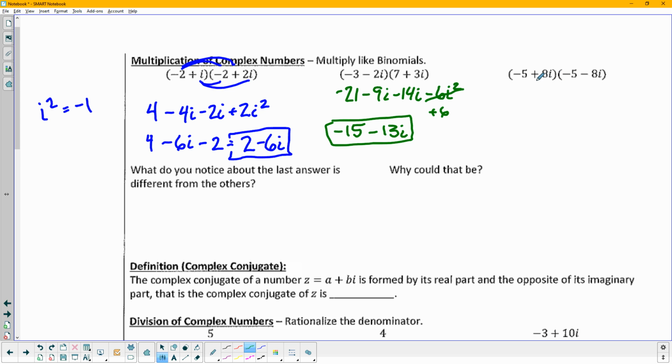Okay, let's look at this last one here. Negative 5 times negative 5 is positive 25. Negative 5 times negative 8 is, again, positive 40i. Wow, I'm battling my negatives today. 8i times negative 5 is going to be a negative 40i.